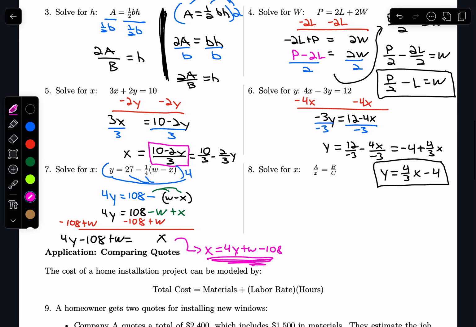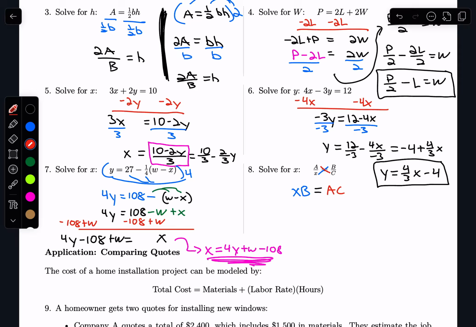All right, number 8, we're going to solve for x, where a over x equals b over c. Notice we have a proportion here, so we're going to cross multiply. X times b just gives me xb. And on the other side, a times c just gives me ac. Nothing to really do there because they're just variables multiplied together.